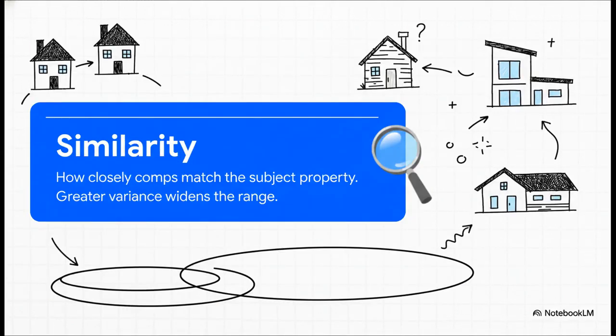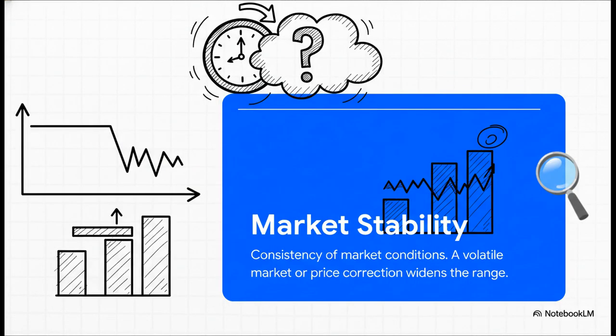All right, number 3 is similarity. This is your classic apples-to-apples comparison. If your comps are all over the place, different square footage, condition, key features, your valuation suddenly has way more variables. Every single one of those differences introduces what you could call statistical noise, and that forces the range wider to cover that uncertainty. And finally, we have market stability, and this is a big one.